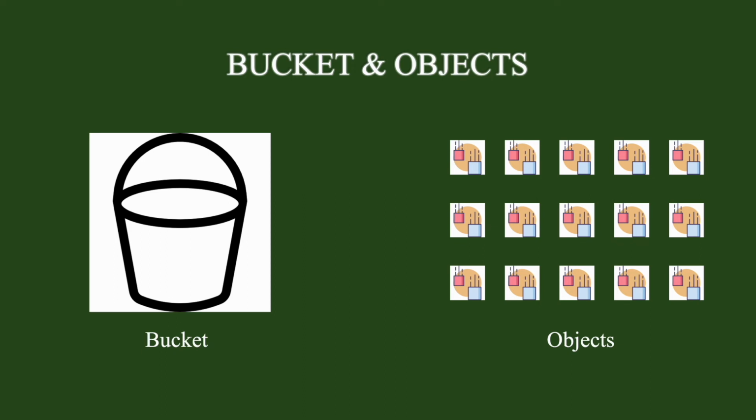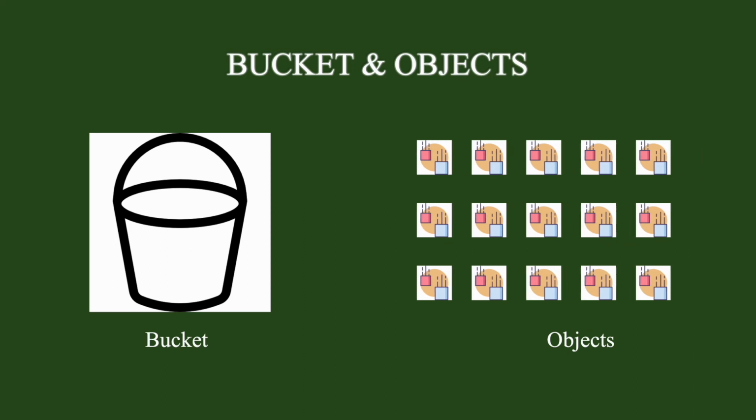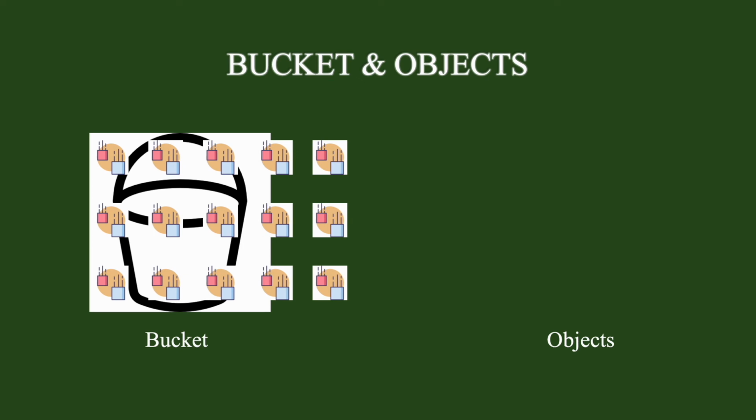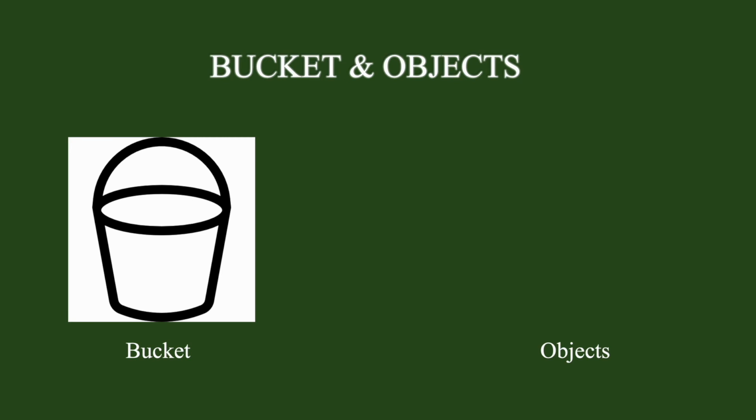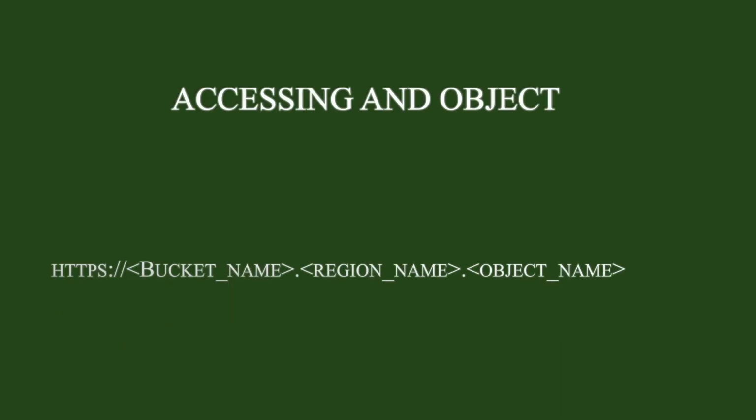Typically, if you want to imagine it, all these objects will be placed and referenced in the bucket. How it is referenced we will get into in more detail, but at a very high level, it is something like this. HTTPS, the protocol that is used to access these objects, and then you will have the bucket name. Every bucket will have a name, and when you create a bucket, you will also specify which region this bucket belongs to, and then you will have a reference for the object name as well.